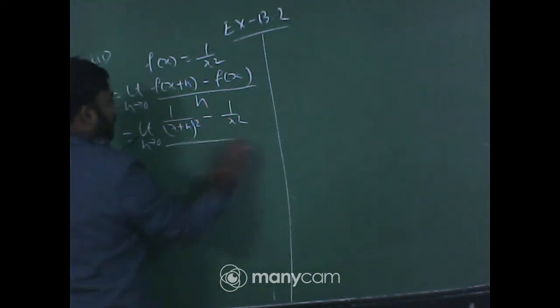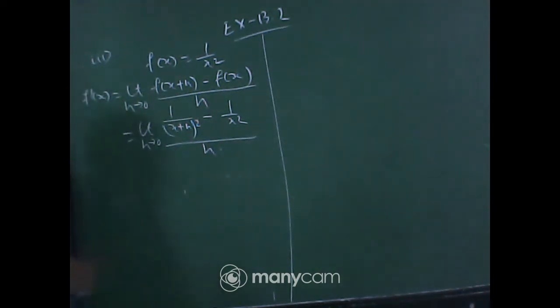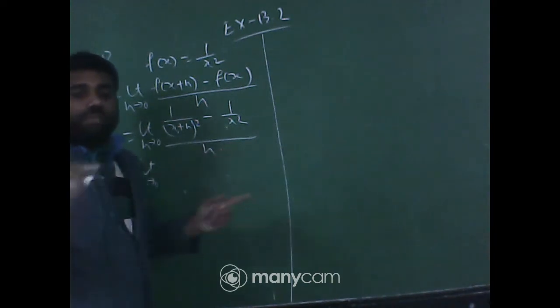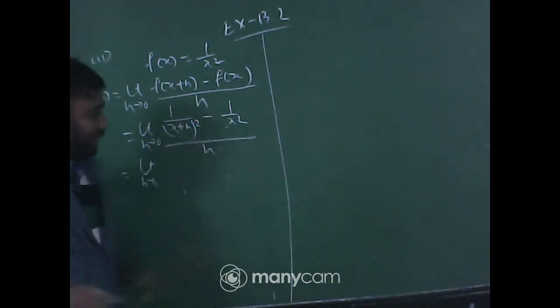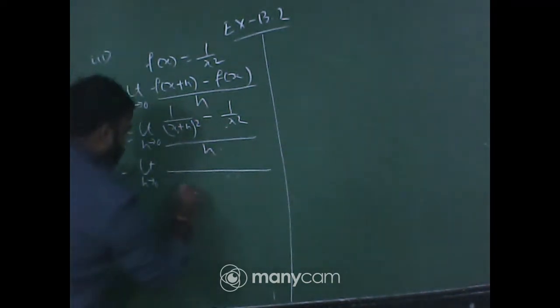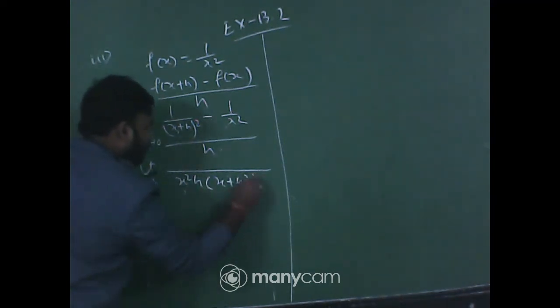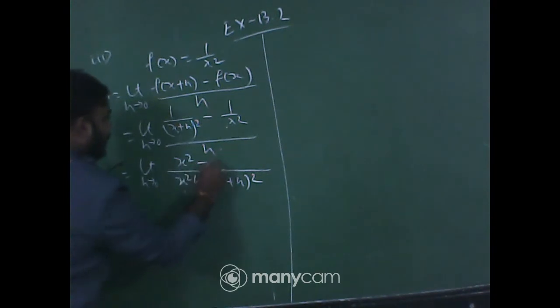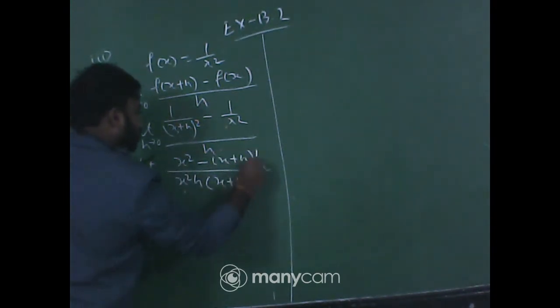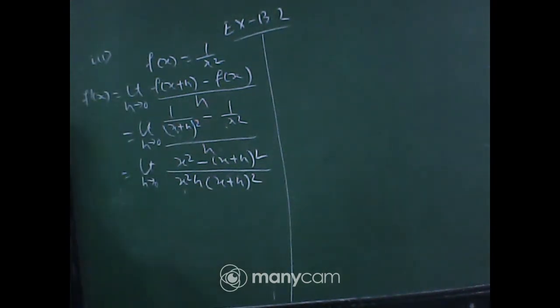Okay, then just LCM of these two, limit h tends to 0. If I take LCM of these two, it will be x square into (x plus h) whole square, that will be in the denominator. So x square h into (x plus h) whole square, and it will be x square minus (x plus h) whole square. Okay, got it?